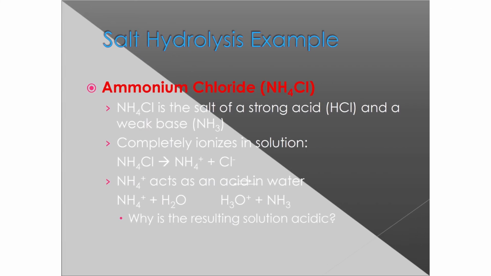Ammonium chloride. This salt comes from a strong acid, hydrochloric acid, and a weak base, ammonia. It ionizes completely into ammonium ions and chloride ions. The ammonium ion then acts as an acid in water, reacting to form hydronium ions and ammonia. This production of hydronium ions is exactly why the resulting solution is acidic.